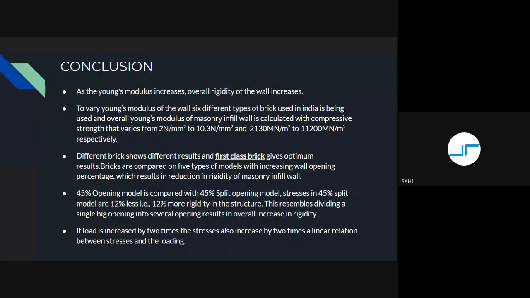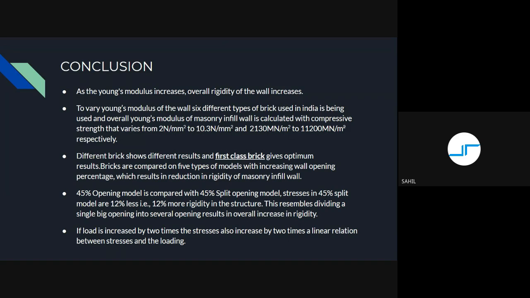Second point, to vary Young's modulus of the wall, 6 different types of bricks used in India are being used, and the overall Young's modulus of the masonry infill wall is calculated, with compressive strength that varies from 2 Newton per millimeter square to 10.3 Newton per millimeter square, and the Young's modulus varies from 2130 meganewton per meter square to 11,200 meganewton per meter square. So different bricks show different results, and the first class brick gives optimum results.